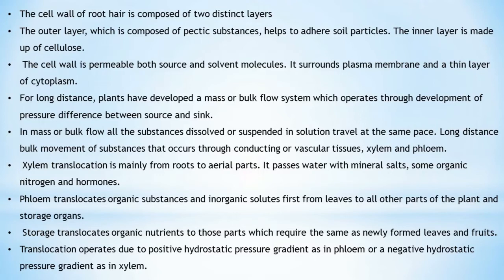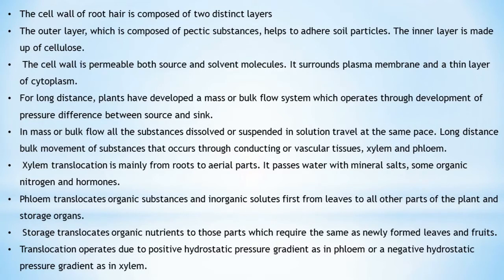For long distance, plants have developed a mass or bulk flow system which operates through the development of a pressure difference between the source and the sink. Source is nothing but the soil; sink is the place where it has to be deposited. In mass or bulk flow, all the substances dissolved or suspended in solution travel at the same speed. Long distance bulk movement of substances occurs through conducting or vascular tissues, that is xylem and phloem. Xylem translocation is mainly from roots to aerial parts.